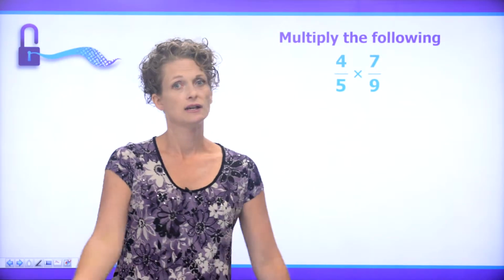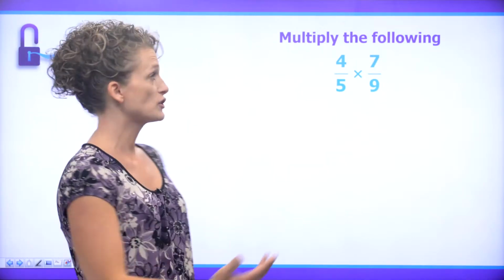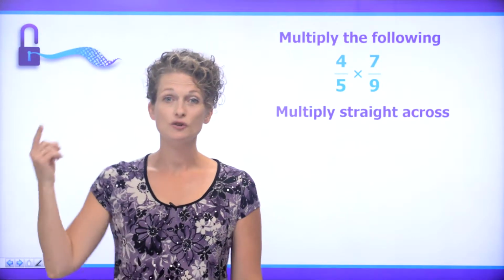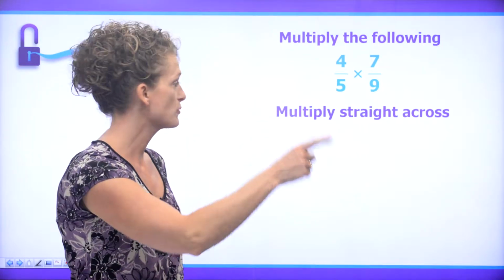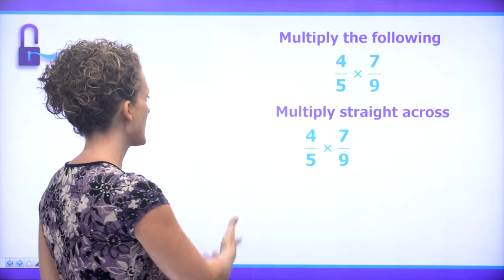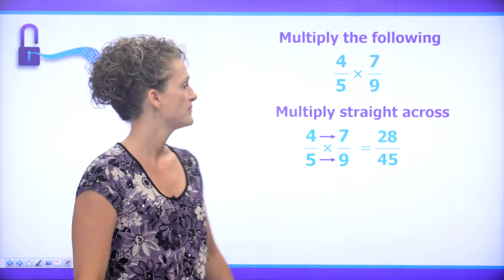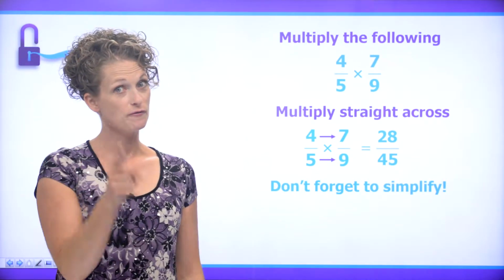Now we're going to take two fractions and we're going to multiply them together. So 4 over 5 times 7 over 9. So what did we say we had to do? Multiply straight across. Numerators, denominators, 4 times 7, 5 times 9. What do we get? Well, when we multiply straight across, we get 28 over 45. And as always, don't forget to simplify.